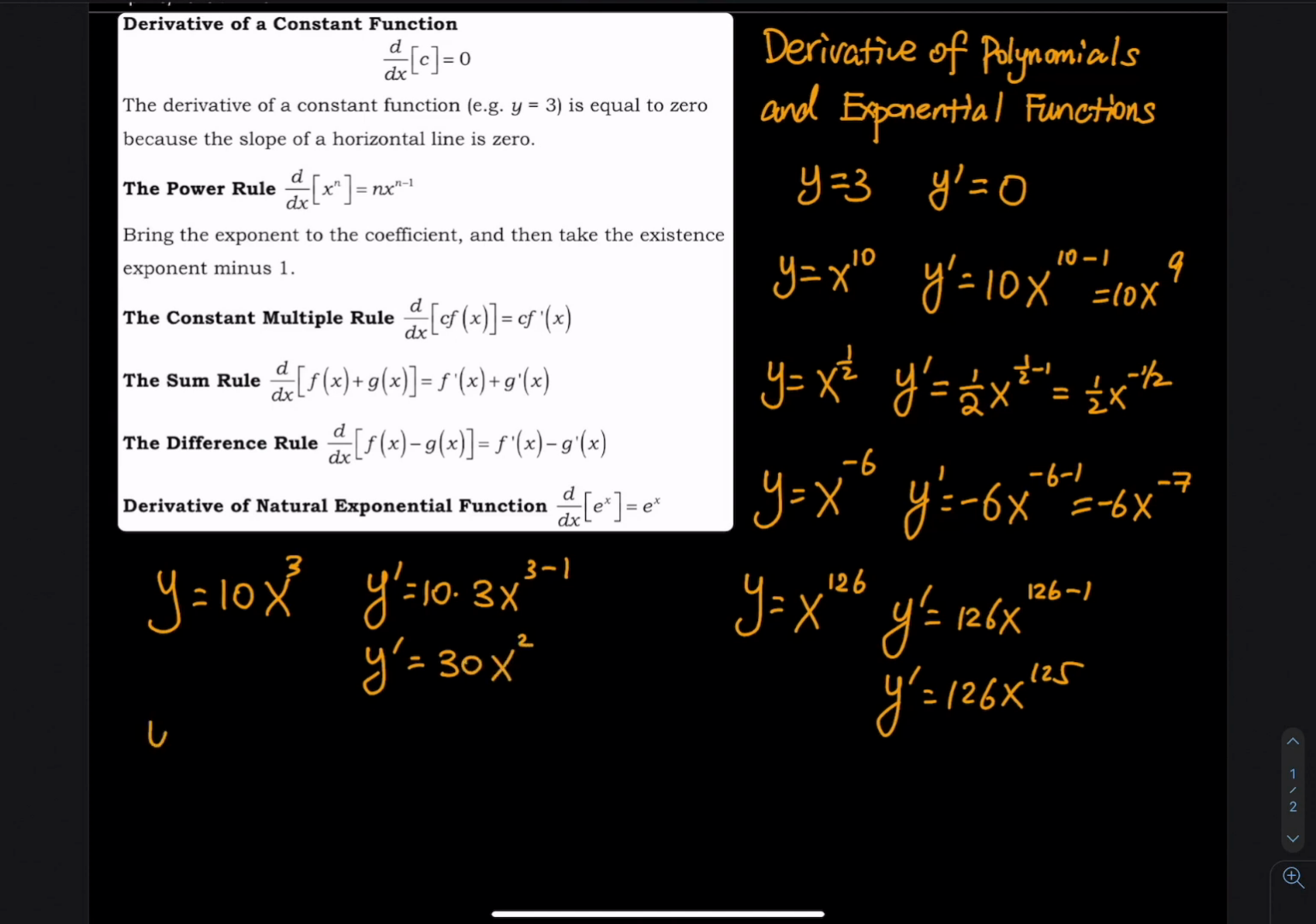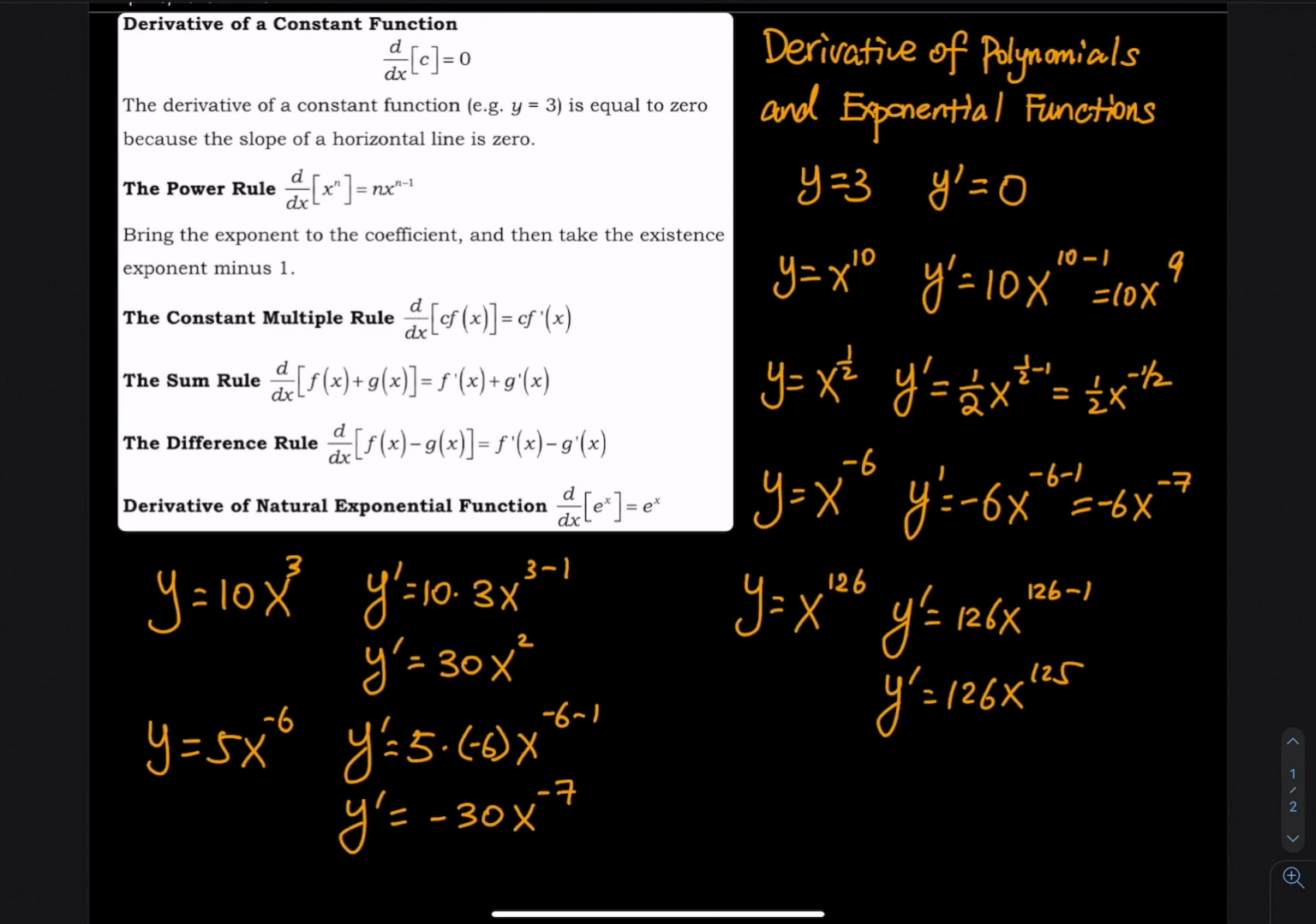So let's say you have y equals 5 x to the negative 6. So when you take the derivative, you simply put the 5 right there. You bring the negative 6 down, and then x to the negative 6 minus 1. So you have y prime equals negative 30 x to the negative 7.